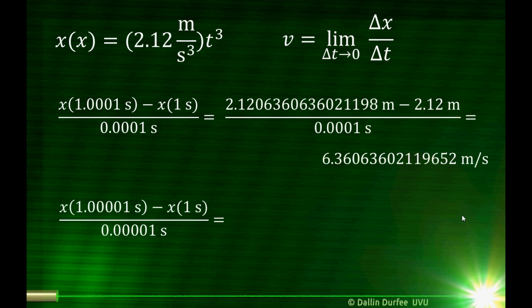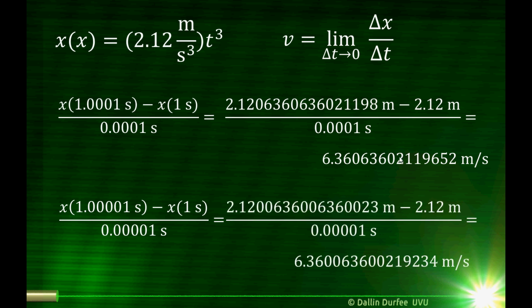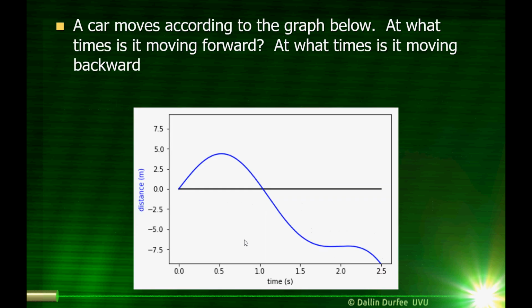Let's add another zero. We're going from 1 second to 1.00001 seconds. Plug in the numbers, and you see the velocity did not change to like 4 decimal places, so probably to 4 significant digits. So probably to 3 significant digits, the velocity is 6.36. But maybe it keeps changing just a little bit. Plus, this is a very tedious thing to do. This doesn't seem like a good way to calculate instantaneous velocities. So that's where the derivative comes in.